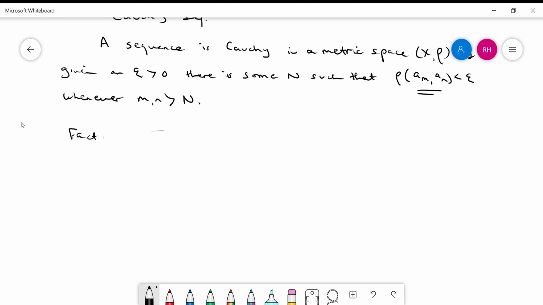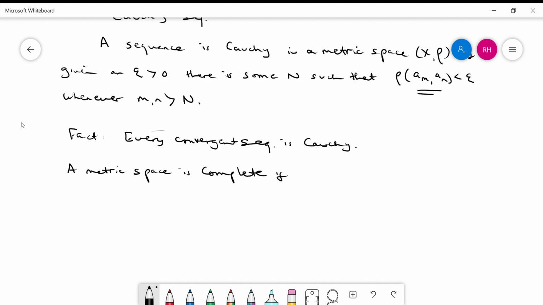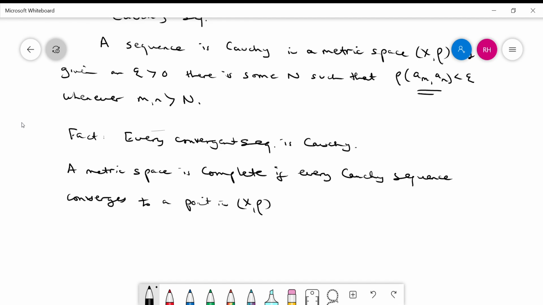Okay, so interesting fact: every convergent sequence is Cauchy, but unfortunately it doesn't work the other way around. And the key aspect is completeness. So a metric space is complete if every Cauchy sequence converges to a point in it. So a metric space (X, rho) is complete if every Cauchy sequence converges to a point in the metric space.